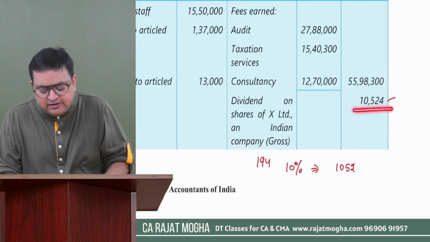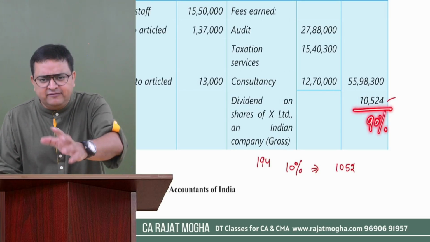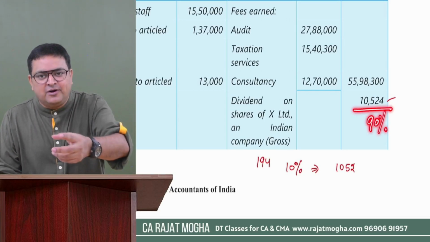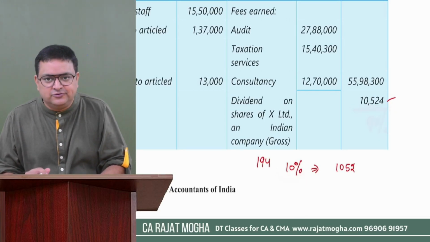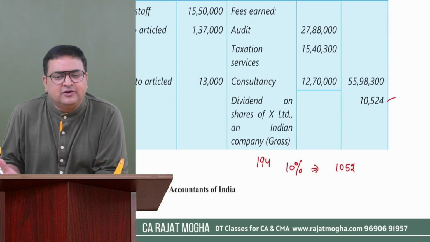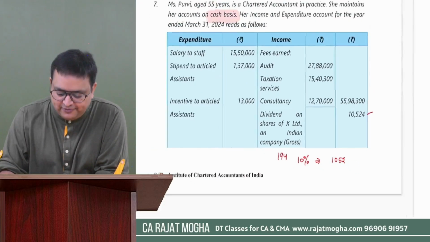Simply you can divide it by 90%. You can do this in your calculator very easily. Divide it by 90%, and then you will get your gross amount, so that you can apply your TDS also. You can calculate your TDS amount also. But right now we have this as a gross figure, so we can simply calculate 10% on this gross amount.